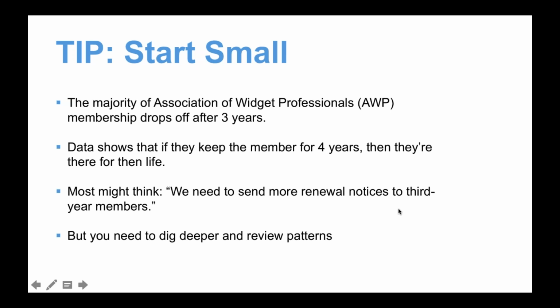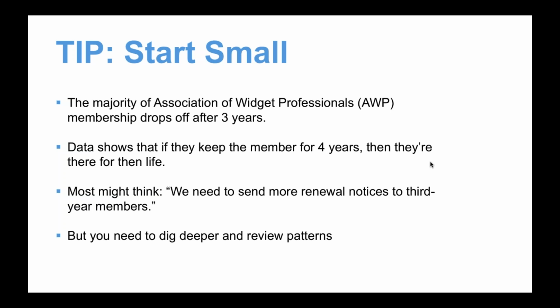So one of the tips for starting small, we were looking at the majority of association of widget professionals. Membership drops off after 3 years. Great. Somebody on your team, doesn't have to be you, maybe it was, identified that after 3 years, for whatever reason, it drops off. That's fantastic analysis. So going back to the think, know, prove, what are some ideas that we can throw into the think column that can abate that? And then data shows that if they keep the member for 4 years, then they're there for life, or there for however long, okay? So our goal, we could say, is to get them past that 4-year mark.